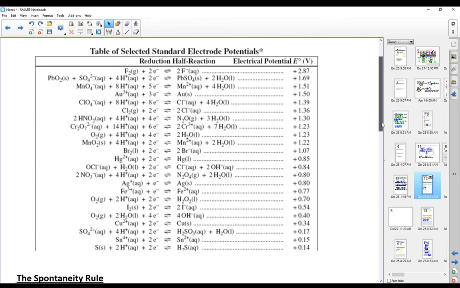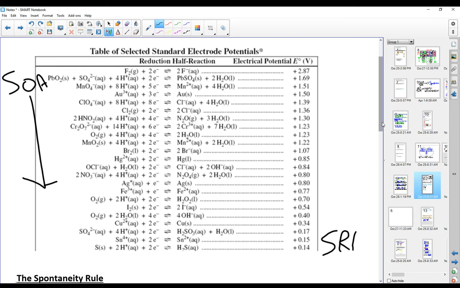So again, we have our SOAs here going down, and we have our SRAs here going up. And we're going to talk more throughout this unit about what things like the electric potential mean and how this works more and more.